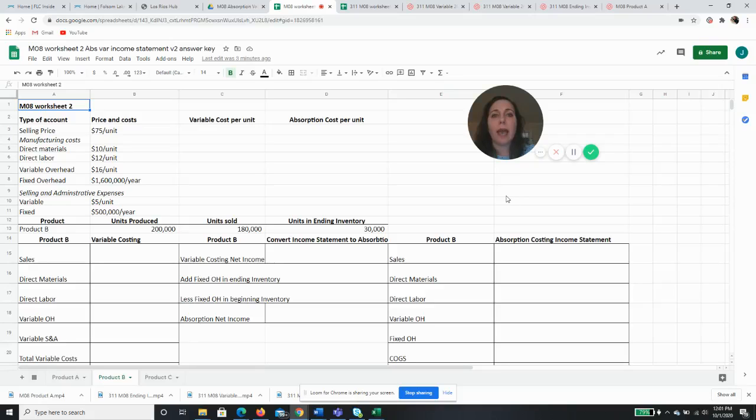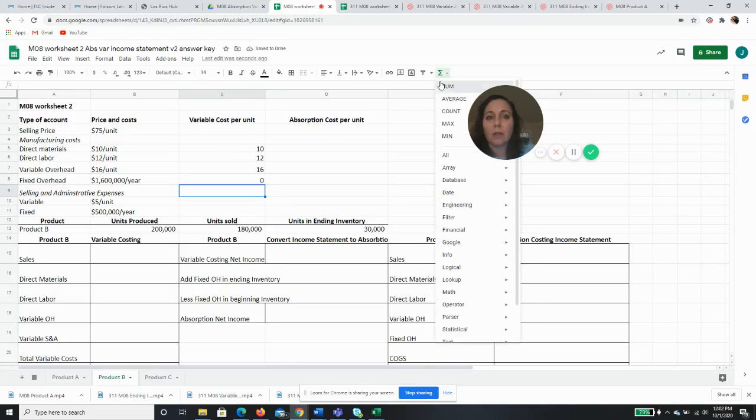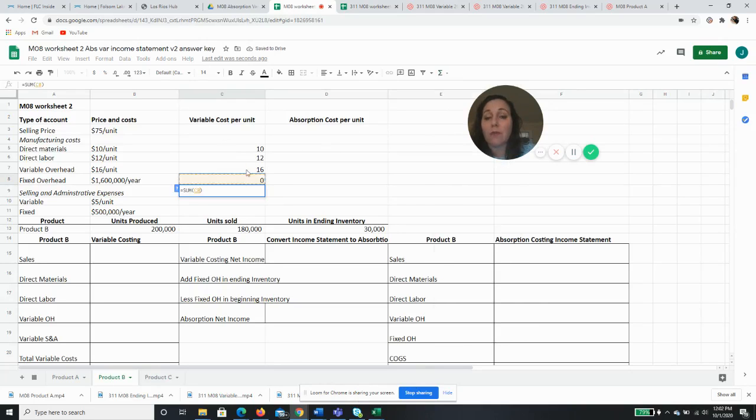Now we are looking at product B. So the first thing we have to do is figure out our product cost per unit. For direct materials under variable, it's 10. For direct labor, it's 12. For variable overhead, it's 16. And for fixed overhead, it is 0, because we do not include fixed overhead in the product cost under variable costing. So we come up with a total of 38.